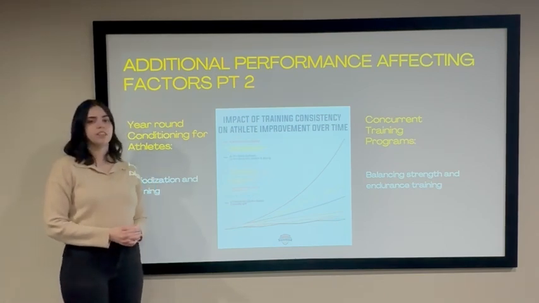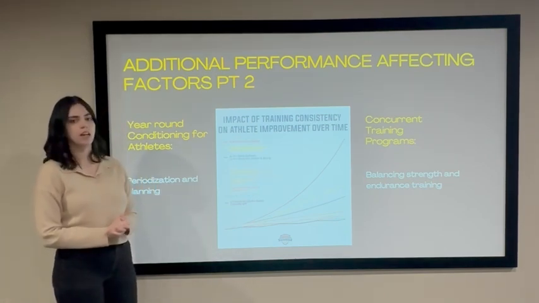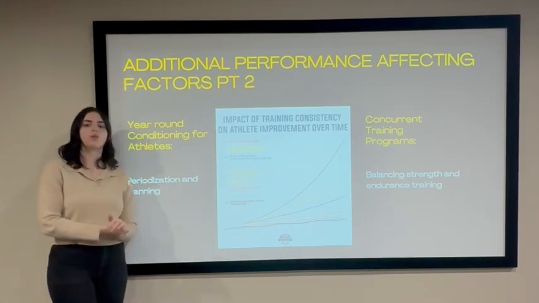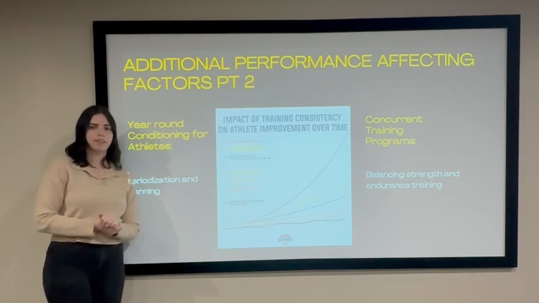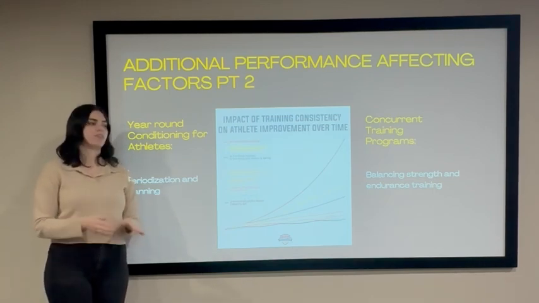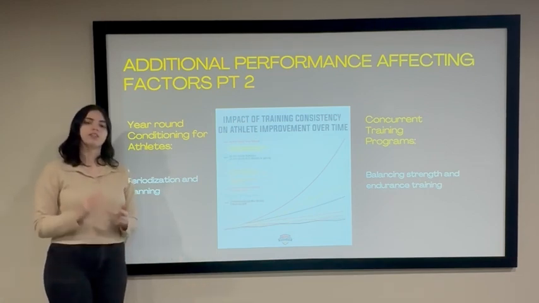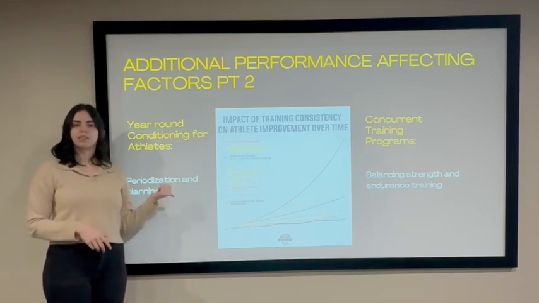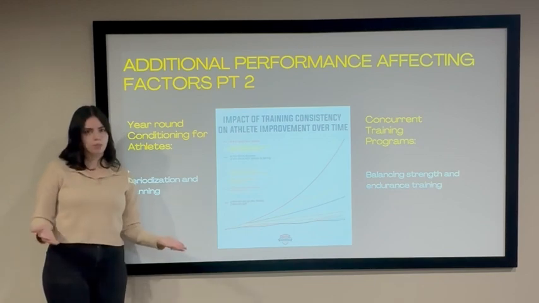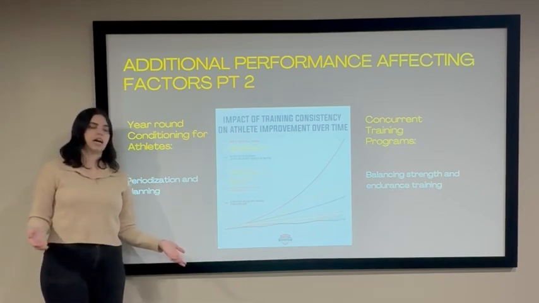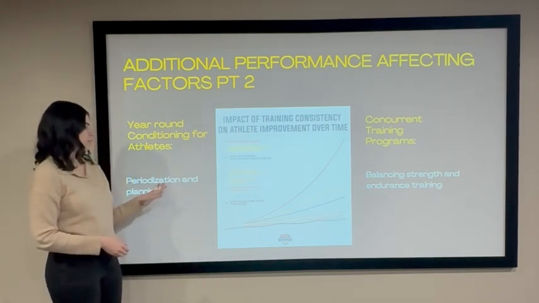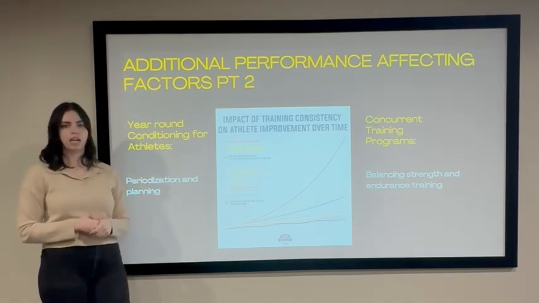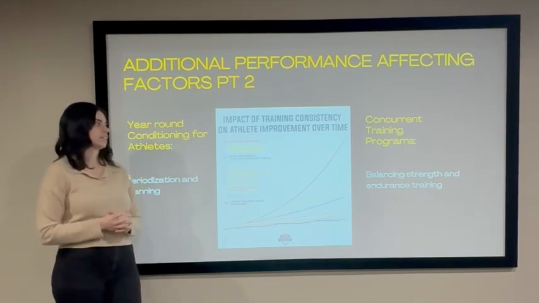Okay, so another factor that affects performance, especially in athletes, is going to be year-round conditioning. It used to be quite common for athletes to train during their on-season and rest during their off-season. But increasingly, we've seen the benefit of training year-round. Again, that's going to take us back to that principle of reversibility. When we stop training, our fitness levels go down. And so this year-round training is accomplished through periodization and planning. We don't want to be burnt out, but we have seen the benefits of training year-round.